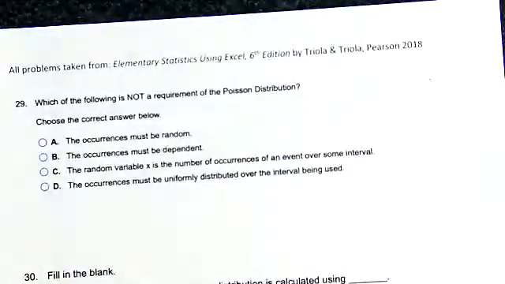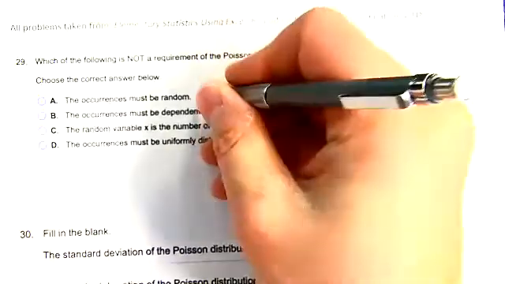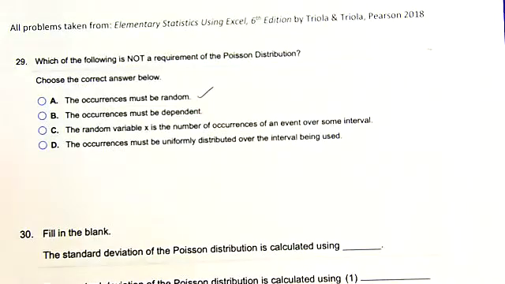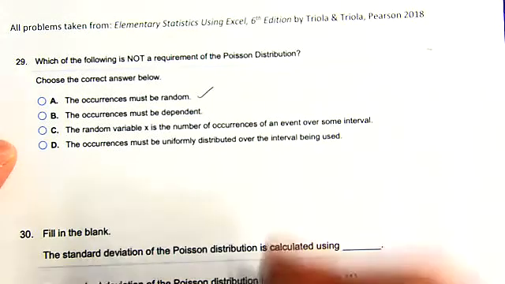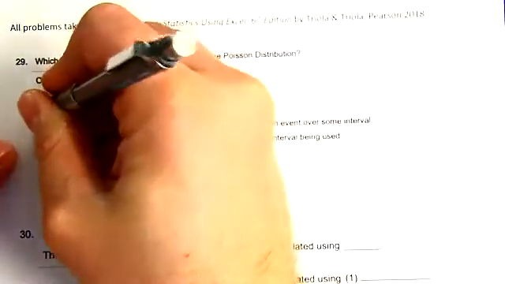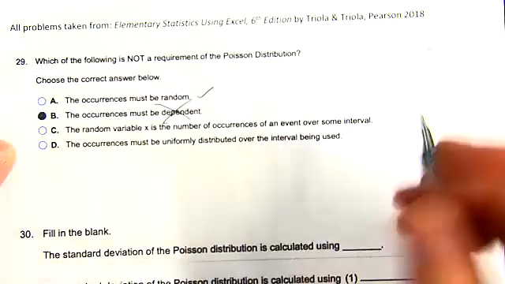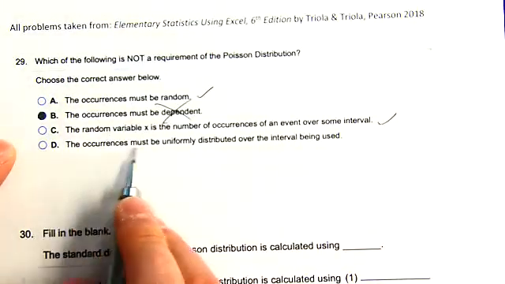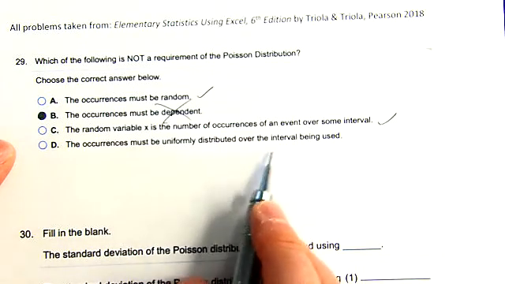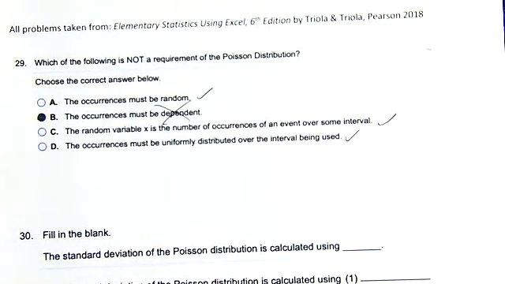29. Which of the following is not a requirement of the Poisson distribution? The occurrences must be random. That is a requirement, true. The occurrences must be dependent. We pretty much never want things to be dependent. So that's what we don't want. The random variable x is the number of occurrences in an event. Yep, that's true. The occurrences must be uniformly distributed over the interval being used. Yeah, we assume that things will happen uniformly over our entire interval.